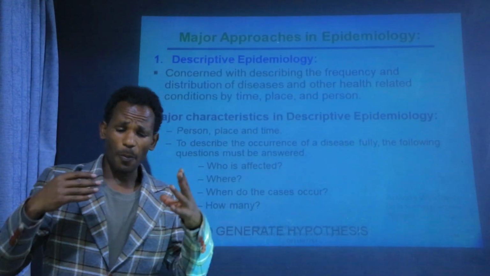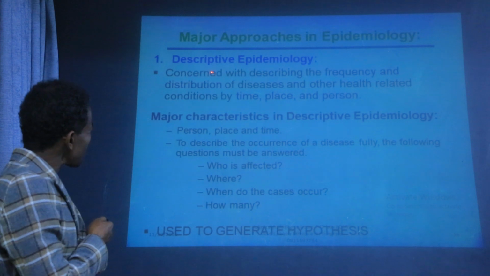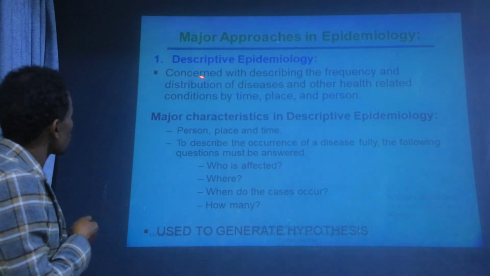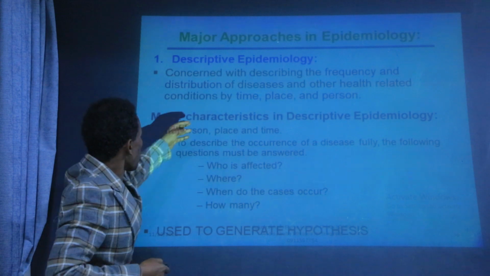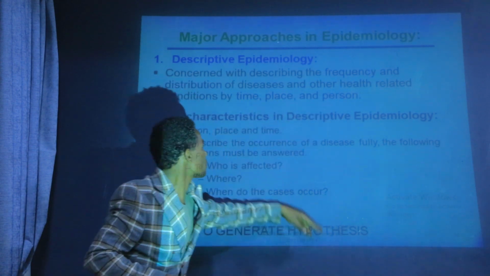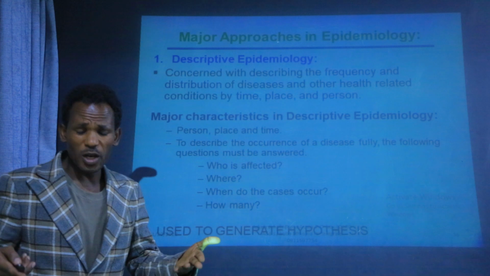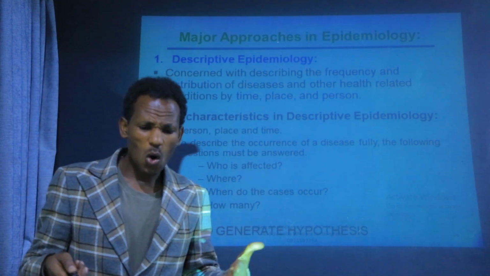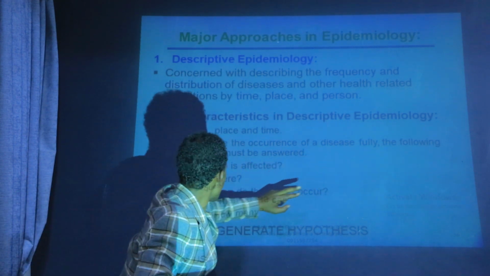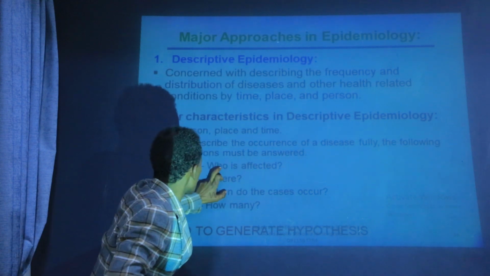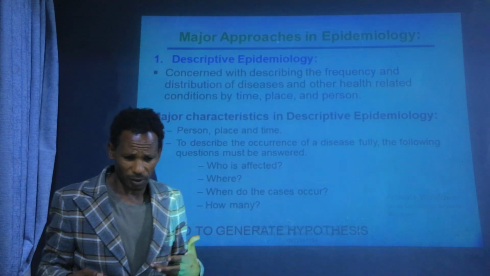In epidemiology's approach, there are two approaches, which means distributive and analytical. Distributive epidemiology is concerned with describing the frequency and distribution of disease and other health-related conditions by pattern, which means time, place, and person. The characteristic of this approach is to describe the occurrence of disease by questions: who is affected, when does the cause occur, and how many.